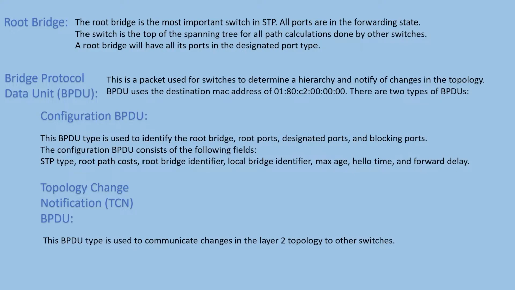There are 2 types of BPDUs. Configuration BPDU. This BPDU type is used to identify the root bridge, root ports, designated ports, and blocking ports. The configuration BPDU consists of the following fields: STP type, root path cost, root bridge identifier, local bridge identifier, max age, hello time, and forward delay. The other type of BPDU is the topology change notification. This BPDU type is used to communicate changes in the layer 2 topology to other switches.